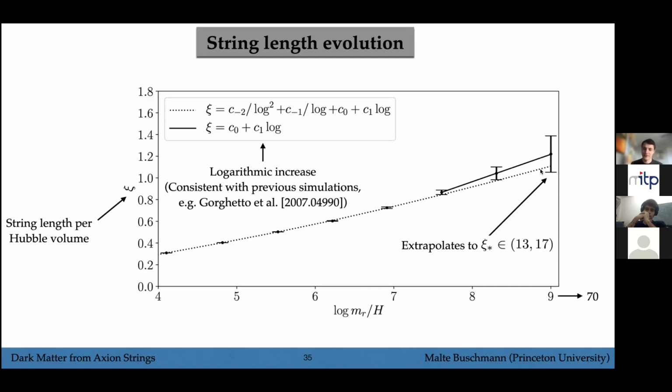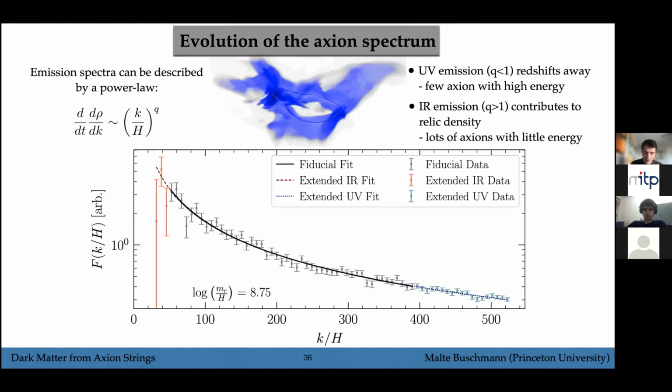Fitting a function to it, we can extrapolate this value all the way to log of 70, and we expect this quantity to be somewhere between 13 and 17. Now, the other quantity, and arguably the more important one, is the axion spectrum. The way you do it, as I've said, is you compute the power spectrum of your field. That can be relatively easily described as a simple power law with a power law index of q. And it's that parameter that is really of interest here, because it defines whether your spectrum is UV or IR dominated.